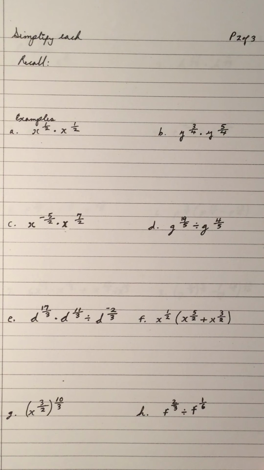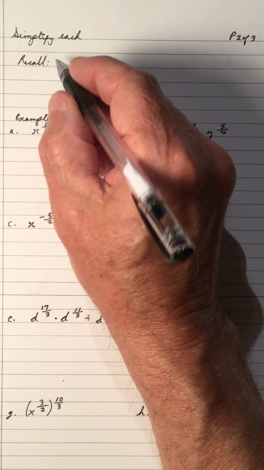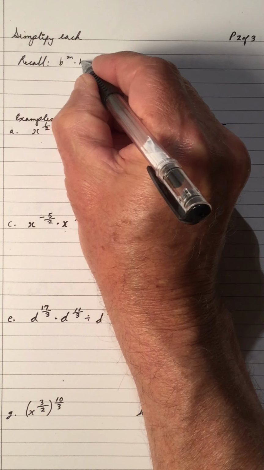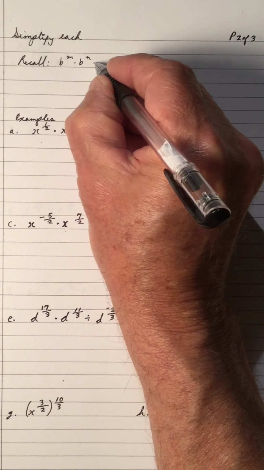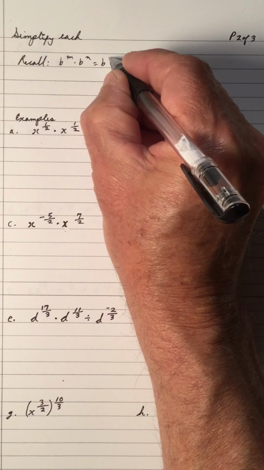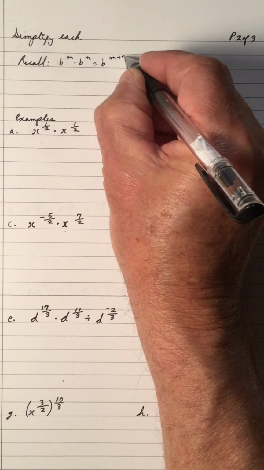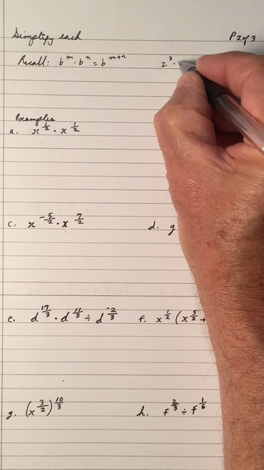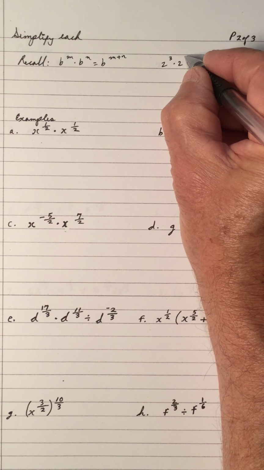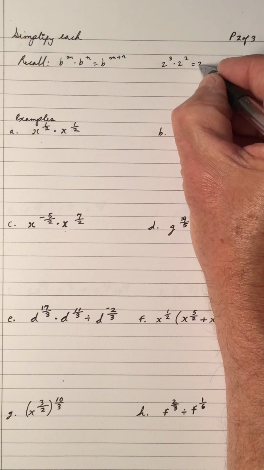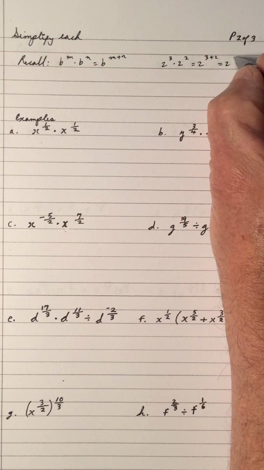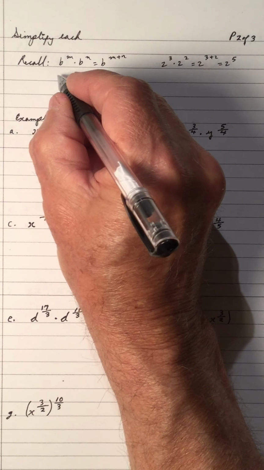We're going to simplify each, but let's recall that b to the m times b to the n equals b to the m plus n. An example, 2 cubed times 2 squared is 2 to the 3 plus 2, which is 2 to the 5.